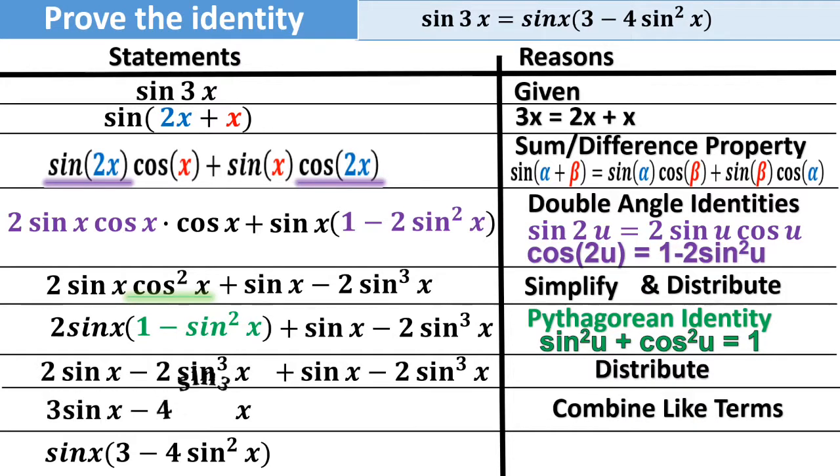When we combine like terms, we finish building the bridge. We've met the other side. By factoring out a sine x, we arrive at the final statement. This concludes the proof.